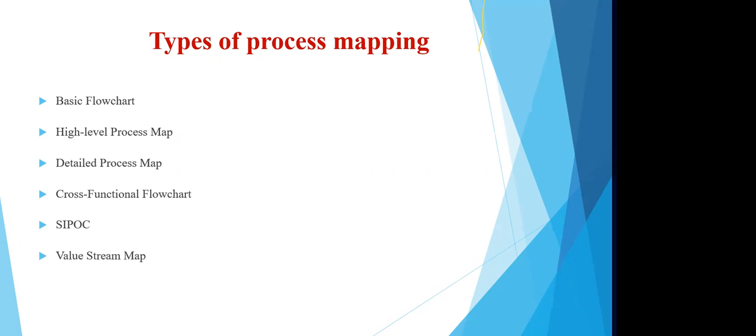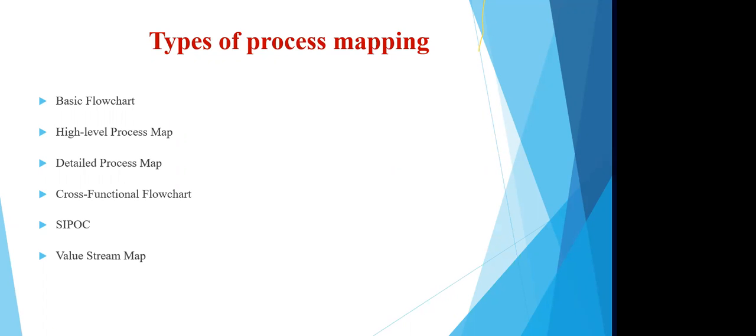And in order to analyze and manage workflow, a basic process flow chart could be utilized, right? Then the second type is a high level process map. So how is it different from the first one? Now this is also called a value chain map or a top down map.